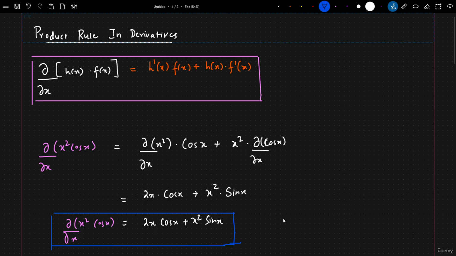Now, in the upcoming videos, we are going to discuss something called the chain rule, which is really, really important. And we'll also try to understand its application. And probably the chain rule is the most important thing, specifically because in entire deep learning, we will be using the chain rule in derivatives a lot.